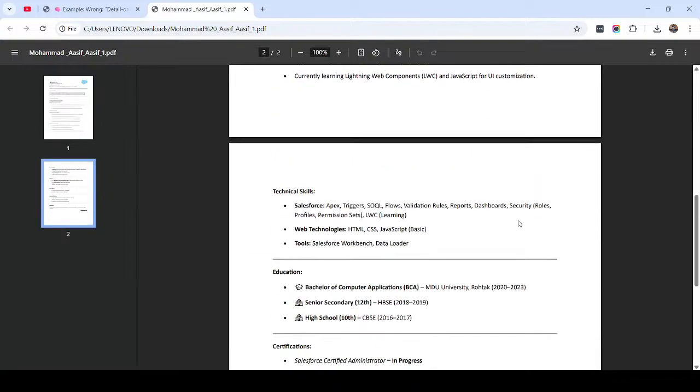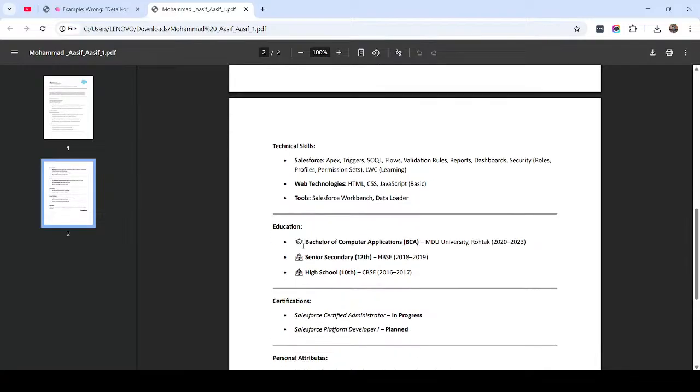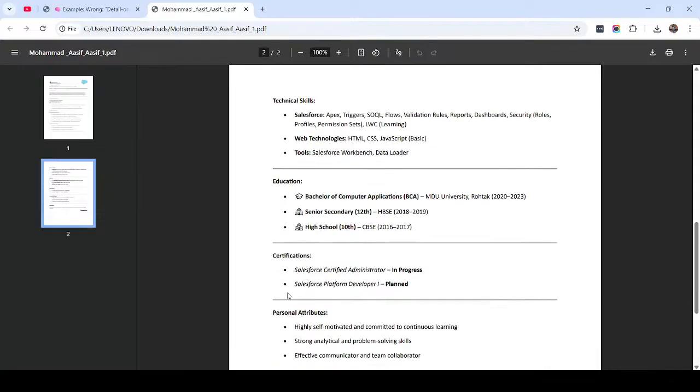Technical skills are there. Okay, web technologies, Salesforce, good. Again, remove the icons here. Bachelor of Computer Science. Okay, Salesforce certified. Certified administrator in progress.